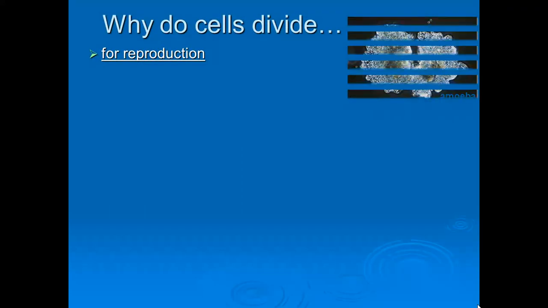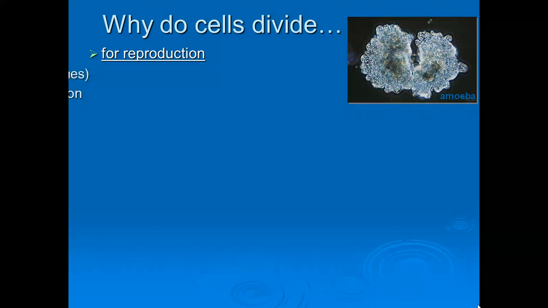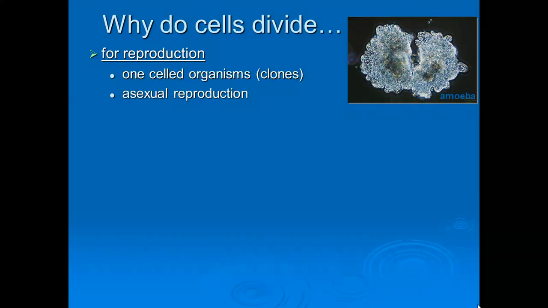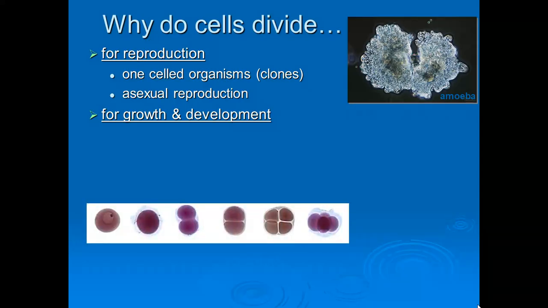And why do cells divide? There are a few reasons. Well, we just said for reproduction, to reproduce a species. One-celled organisms, asexual reproduction. It doesn't matter if it's a one-celled organism, it is a clone, it's cloning itself. And asexual reproduction is reproduction with one parent. So for reproductive purposes, for growth and development of multicellular organisms. So fertilized eggs, multicellular organisms. These are the reasons behind why cells divide.